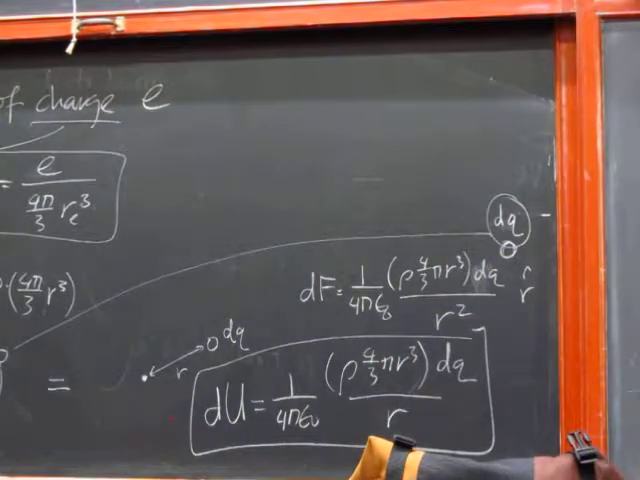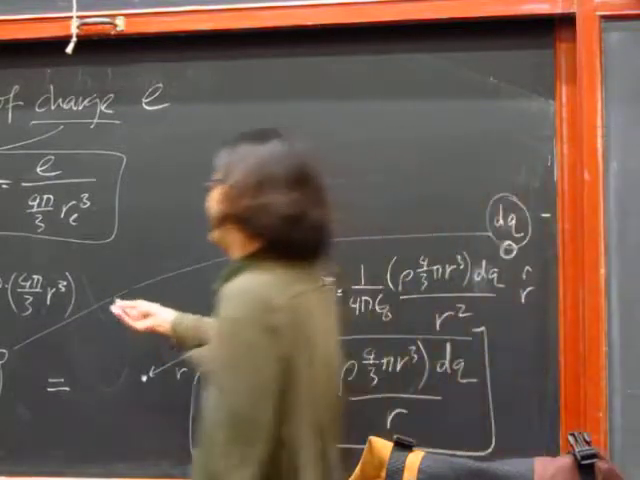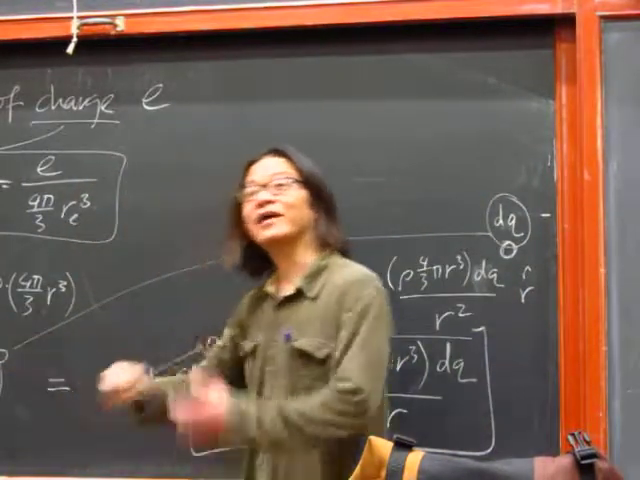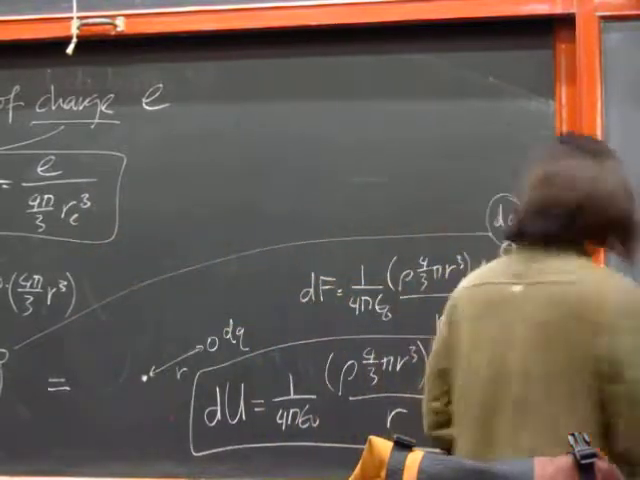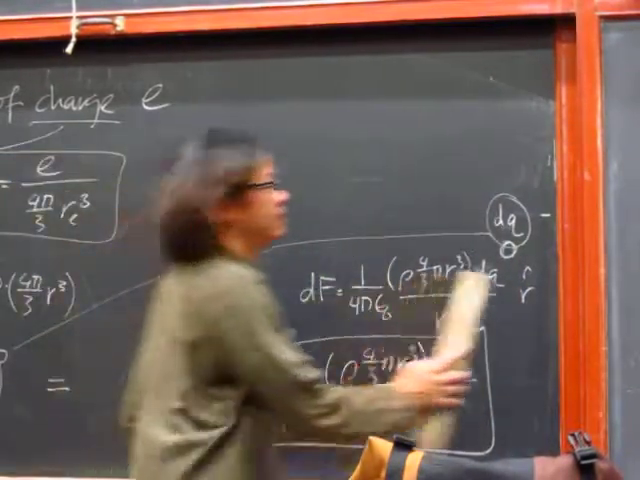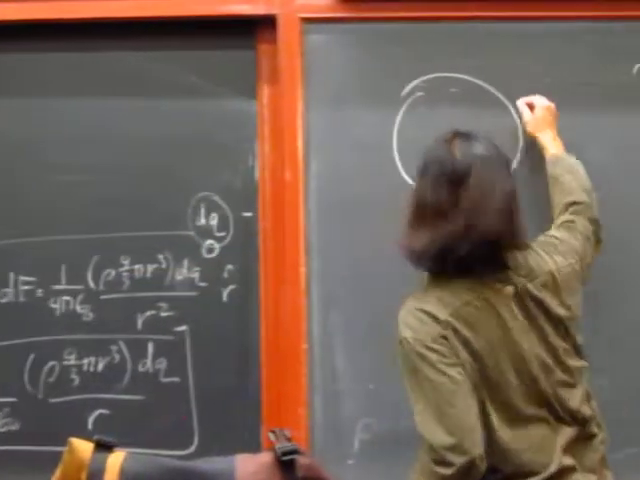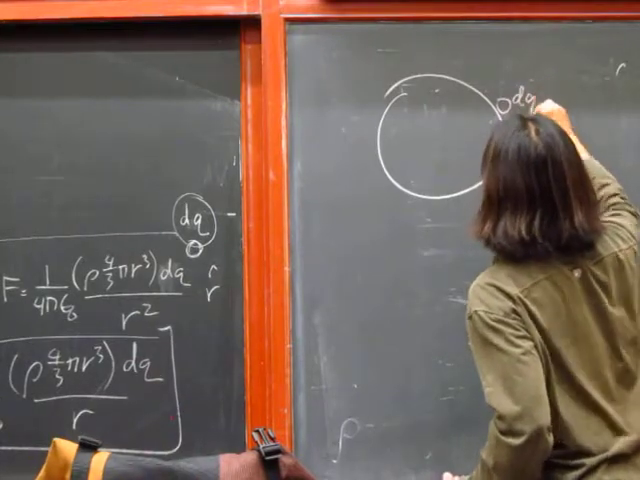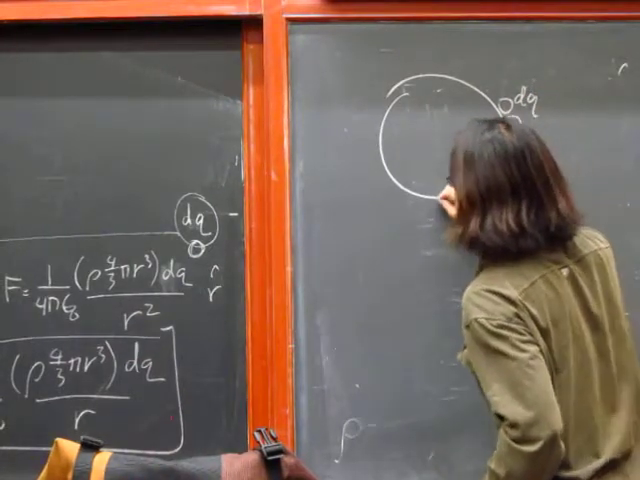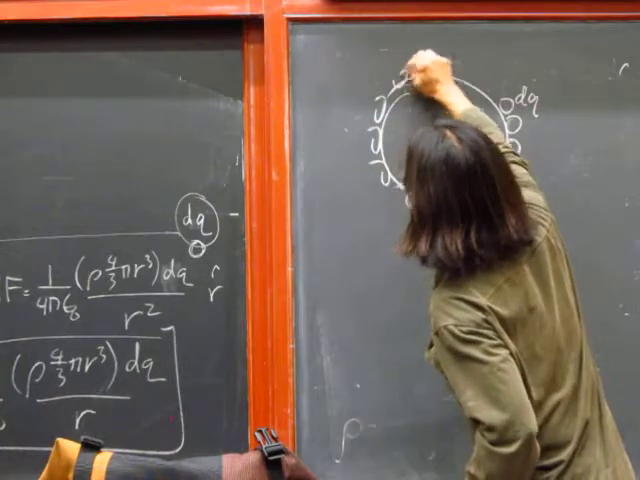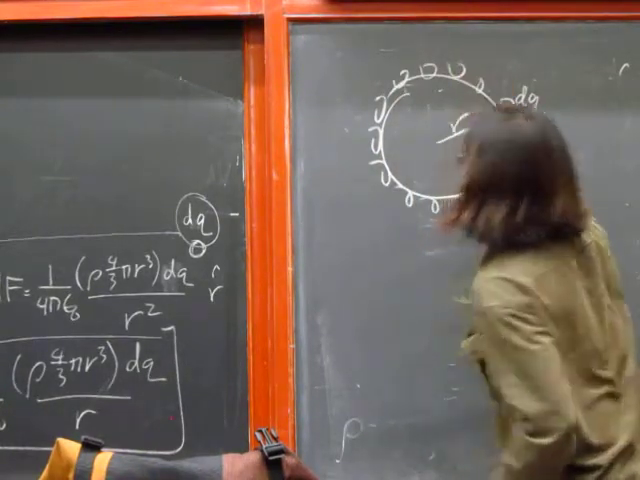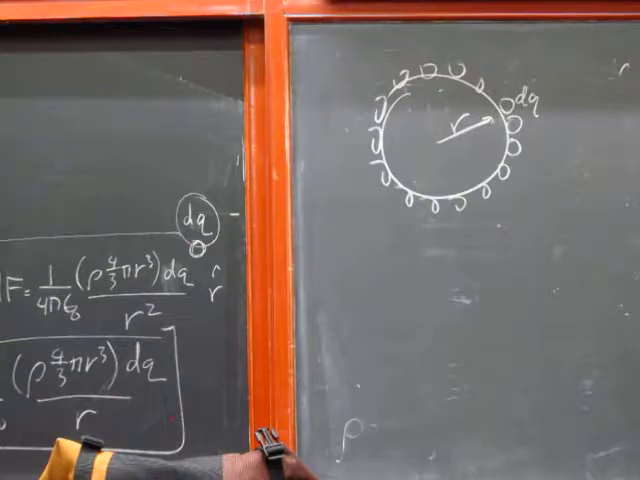So this is how I assembled it. I add a little bit of dq at a time, and then I have the whole sphere. So how do I do that? First, I can just put this dq anywhere. This dq can be anywhere along the surface of the sphere R. It doesn't matter, it has the same energy. It only goes as 1 over R.